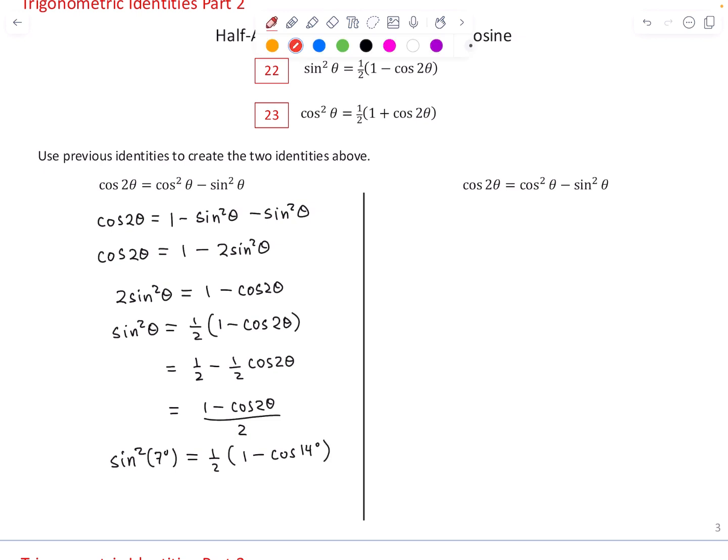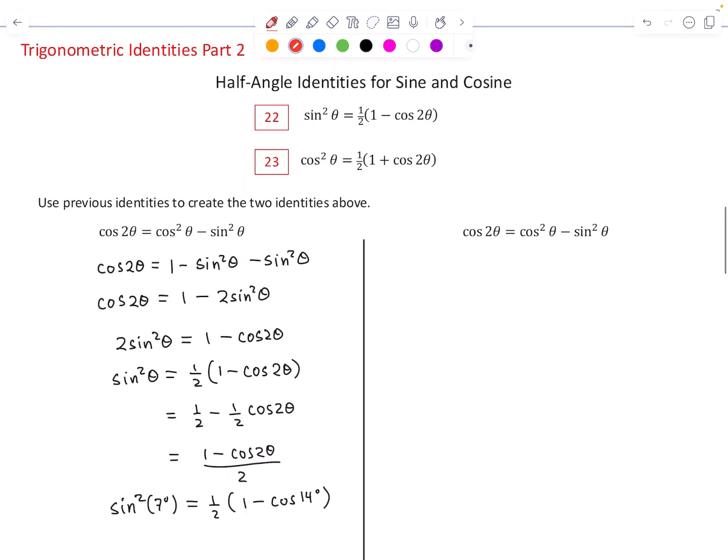So again, this is a matter of perspective. If I use the identity this way, the angle doubles. But if I use the identity the other way, the angle cuts in half. But formally, this identity, as well as identity 23, are known as half-angle identities.